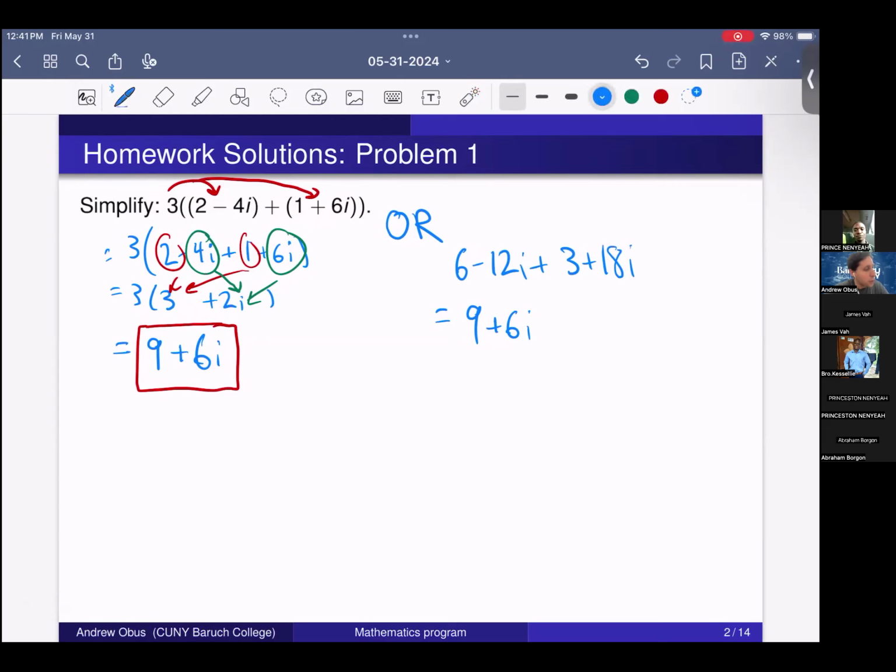What I'm really doing here with Prince's idea is writing this as 3 times (2 plus 4i) plus 3 times (1 plus 6i). We want a first step. This is the first step over there. Okay, good. Other questions?